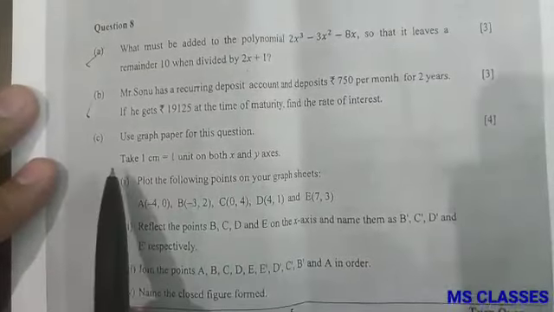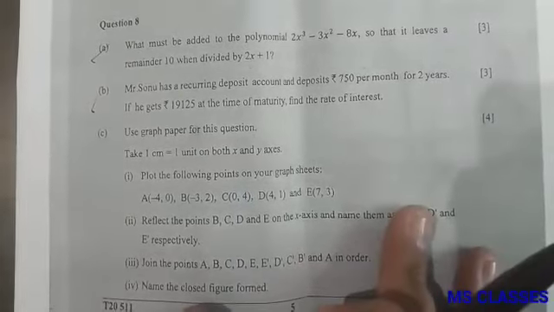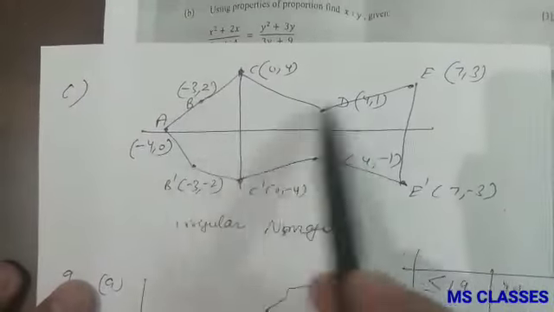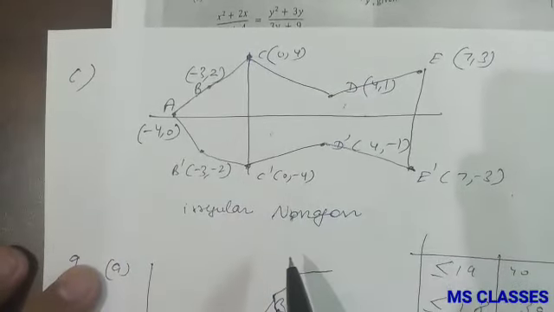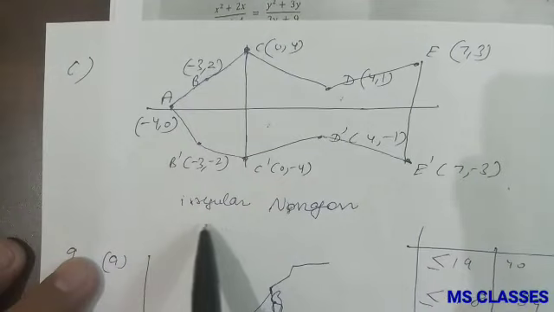Question number 3, third part, use the graph paper. We have to find these values. So the first part, you just have to plot all these points. The second part, you have to find the reflection of all these points. Third part, you have to join all of them, and the name of the figure is the irregular nonagon.